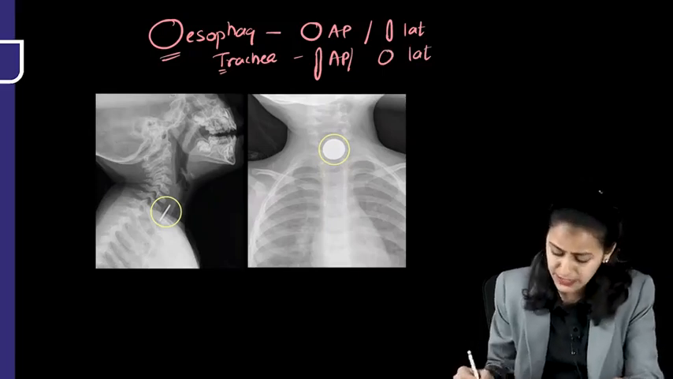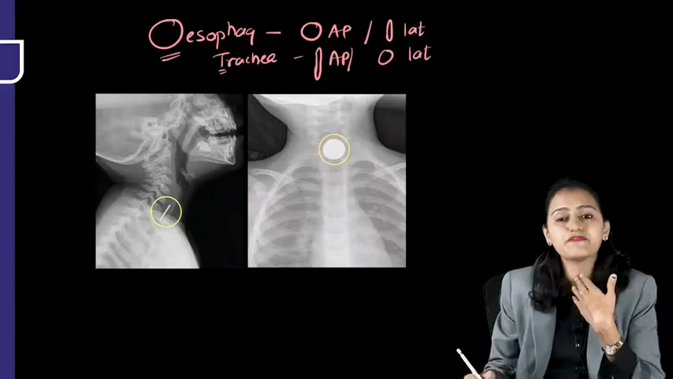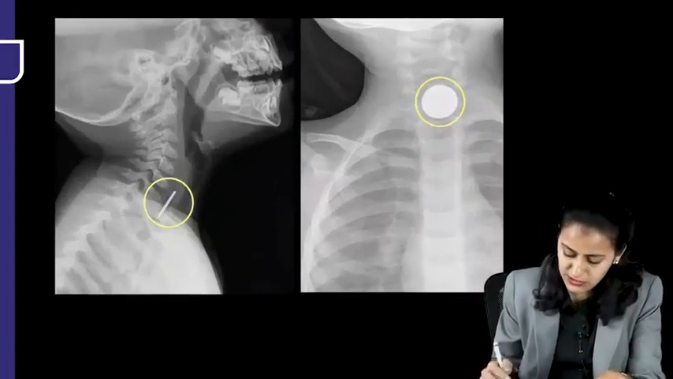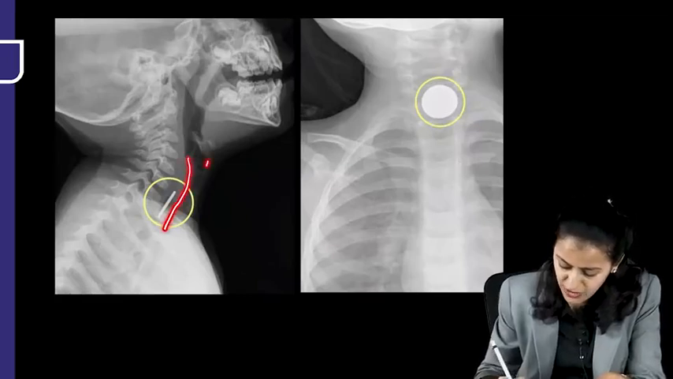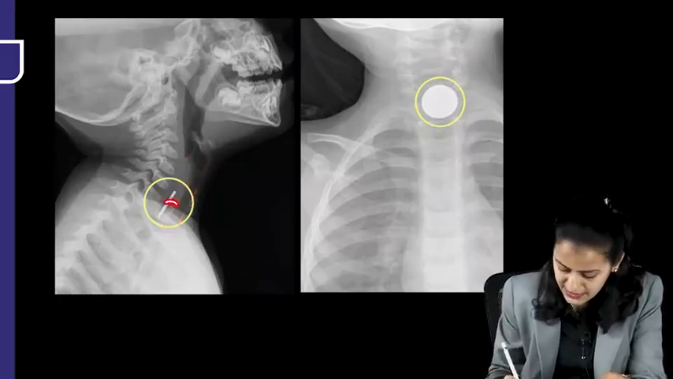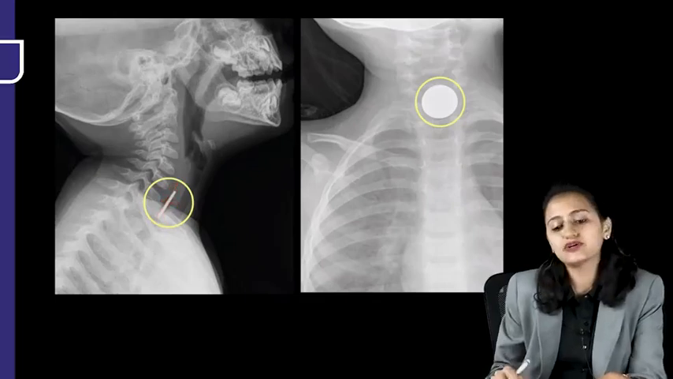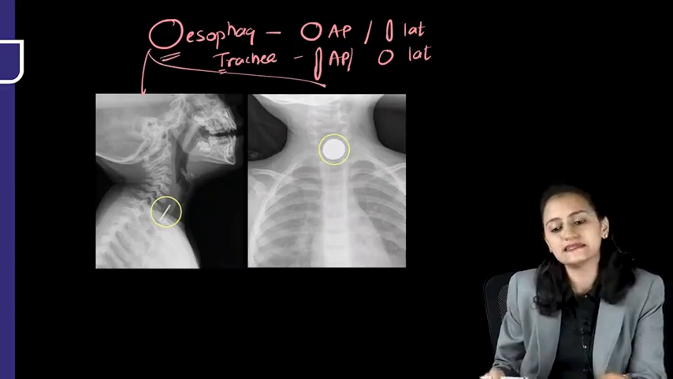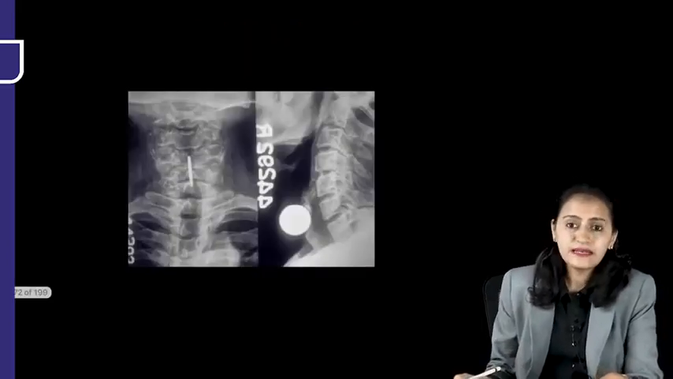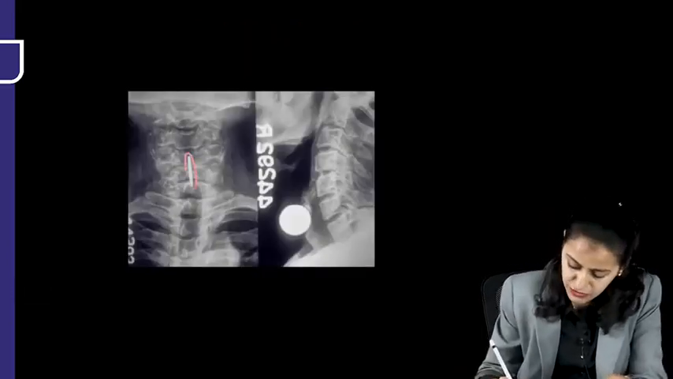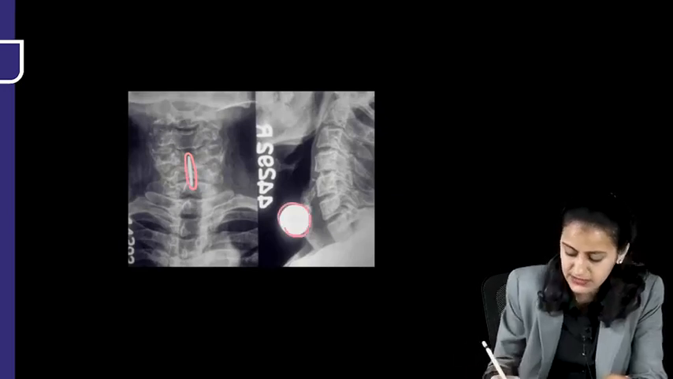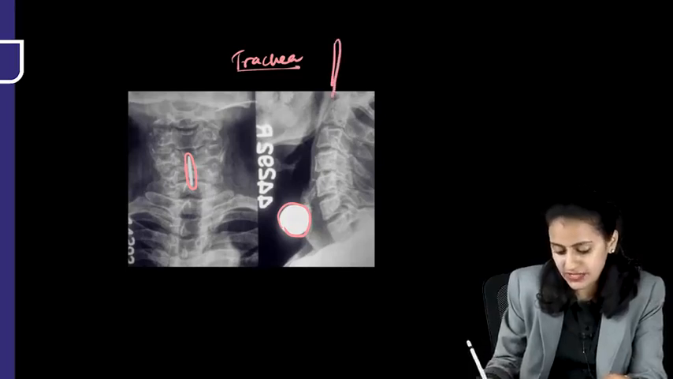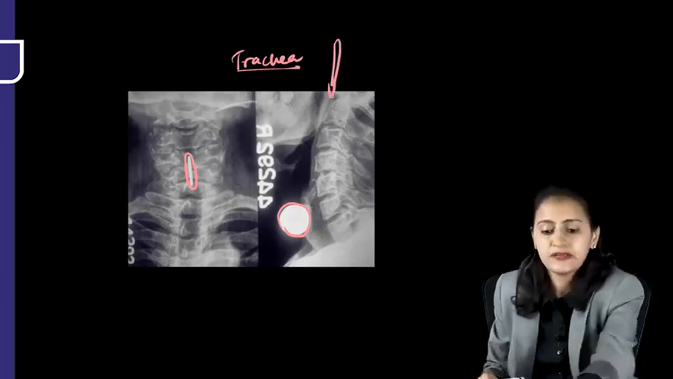So have a look at this one. How is the coin in the AP view? It is circular, so it is the coin in the esophagus. You can also see here in the lateral view, the air column of the trachea, and behind that is where we have the coin. So it is in the esophagus. Next one, because in the frontal view, the coin is slit-like, and in the lateral view, it is circular. So this is going to be the coin in the trachea. Remember, trachea ka T, the vertical, the slit-like, right?